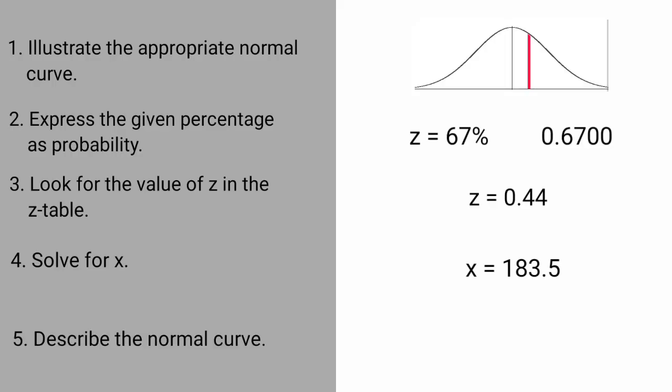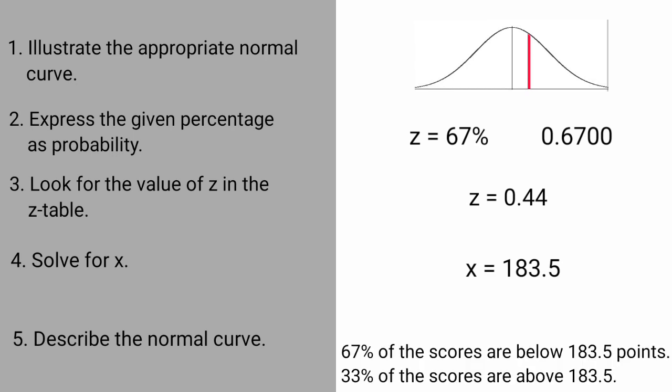183.5. The last step is to describe our normal curve illustrated at the beginning of this process. Now we know that 67% of the people that played that night scored below 183.5 points, and 33% of them scored above 183.5.